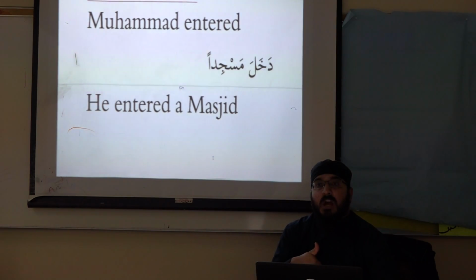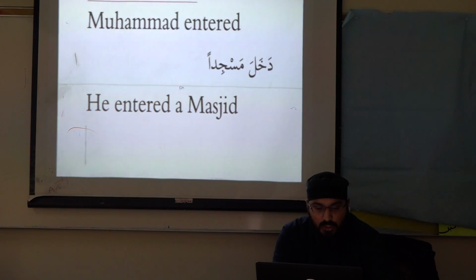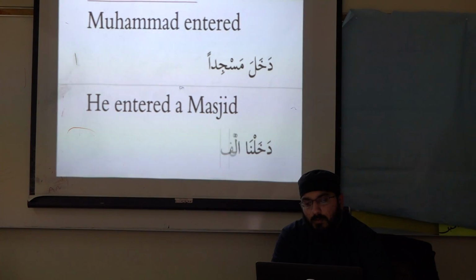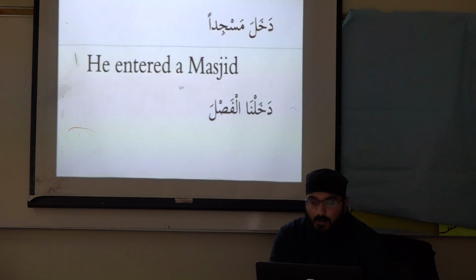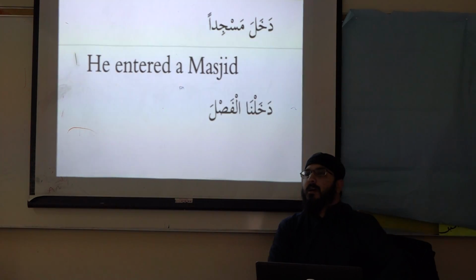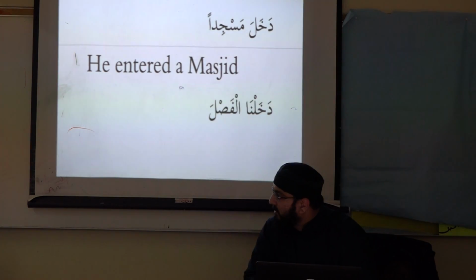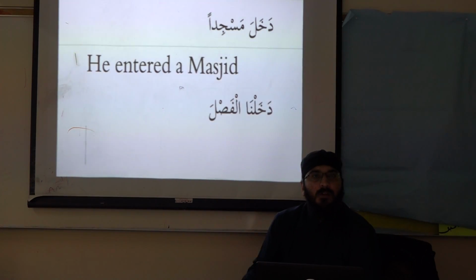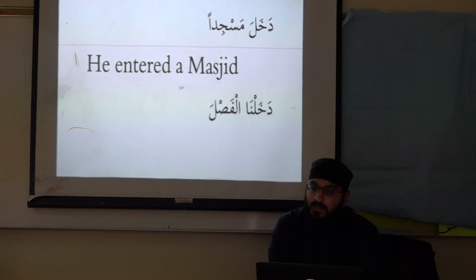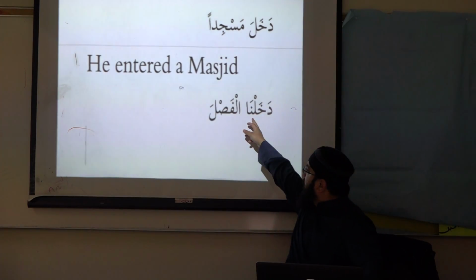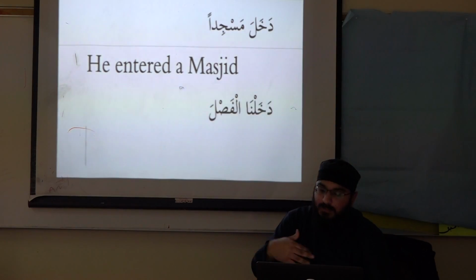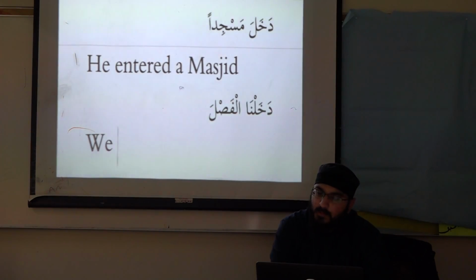Now let's look at some of our conjugations of it. Dakhalna. What does the na make? I know you guys haven't memorized the chart, but if someone remembers. We. Yes, okay. So the hidden pronoun in the verb is we, based off of that chart.